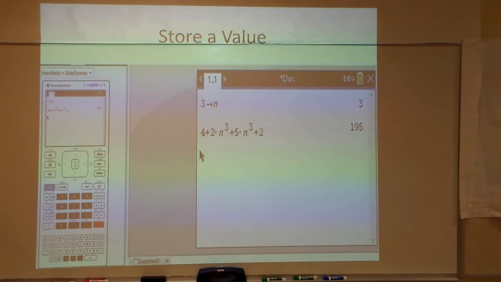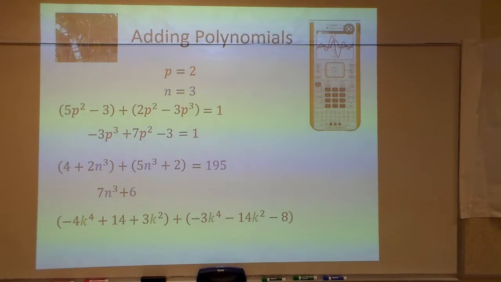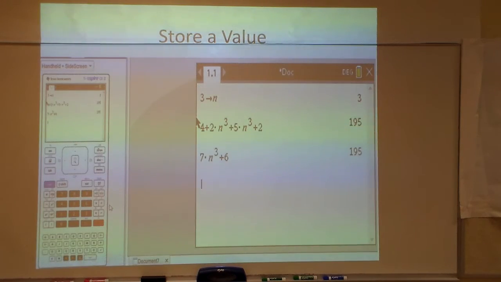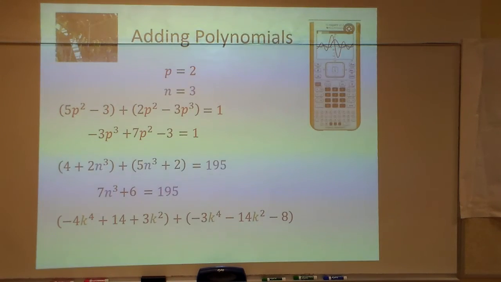Now I'm going to type in the equation. This time I got a big number of 195. And then I'm going to type in the second equation right there, n cubed plus 6. And that also gives me 195. So therefore I know that they are both equivalent because I got the exact same answer. So let's try it one more time.